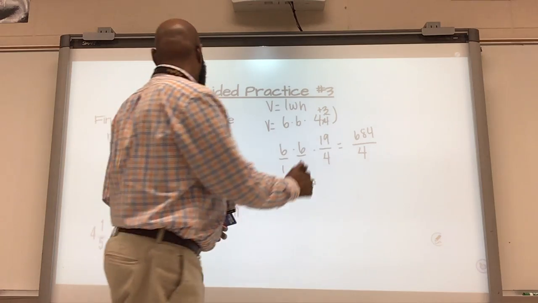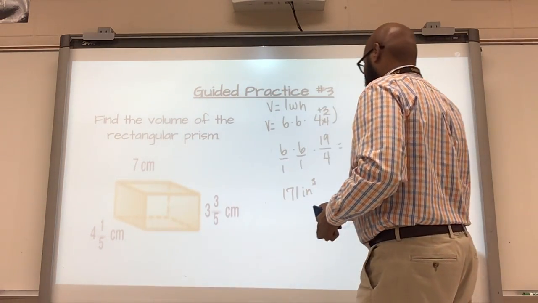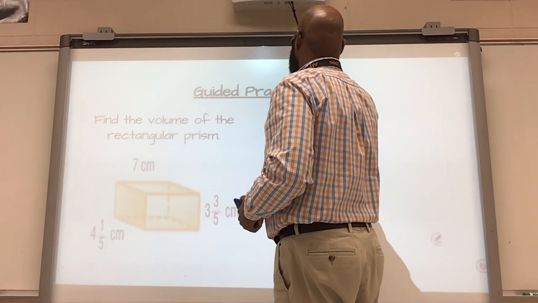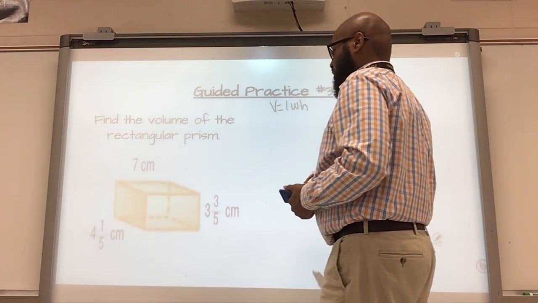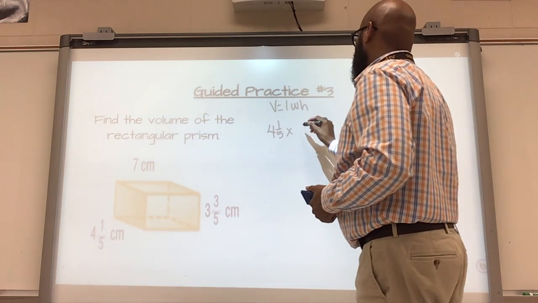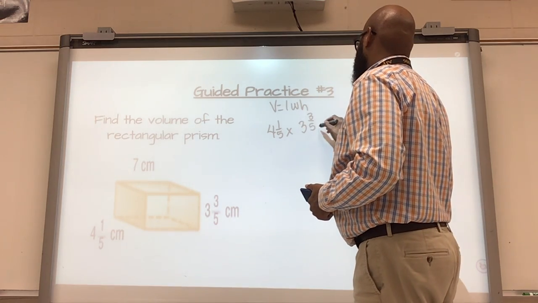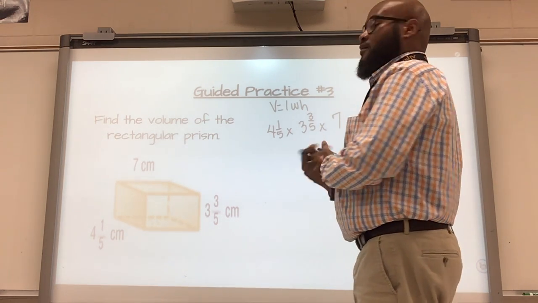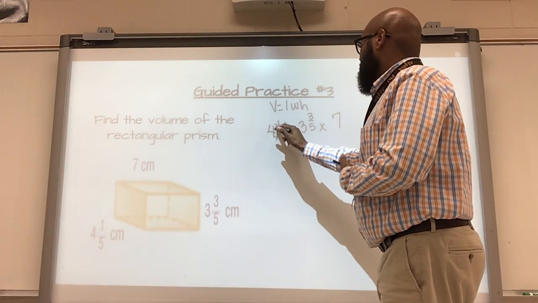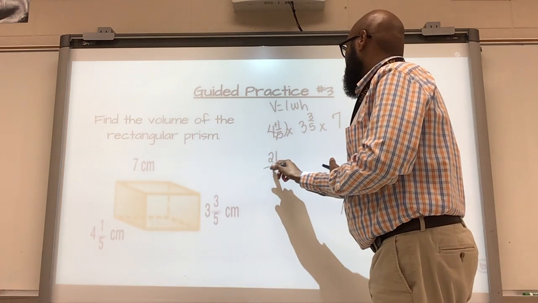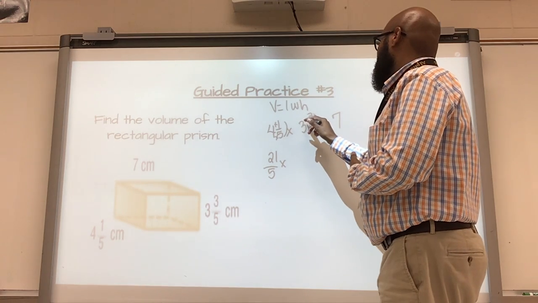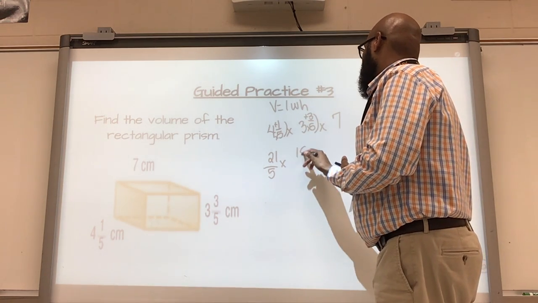Guided practice number 3. This one we have 2 fractions. So we're going to do the same formula. Volume equals length times width times height. So we're going to take 4 1/5 times 3 3/5 times 7. So we're going to do our backward C. 4 times 5 is 20, plus 1 is 21 over 5. Do the same thing for this fraction. 3 times 5 equals 15, plus 3 equals 18.